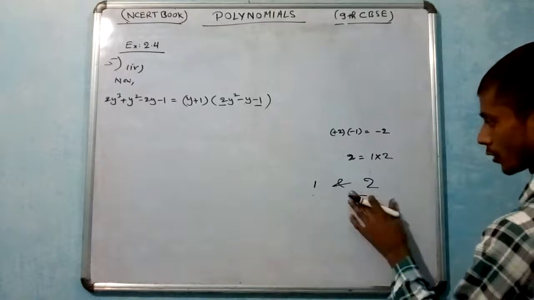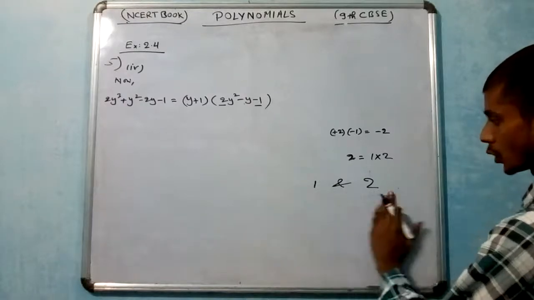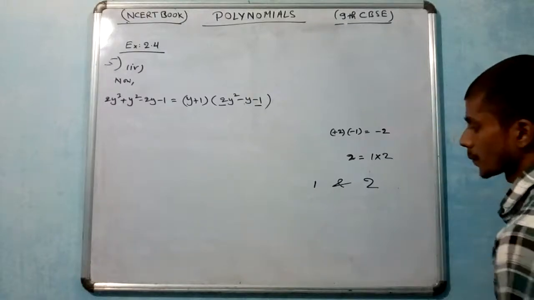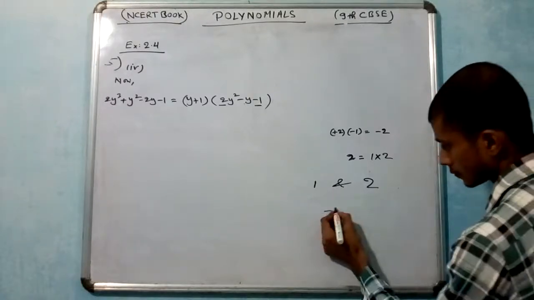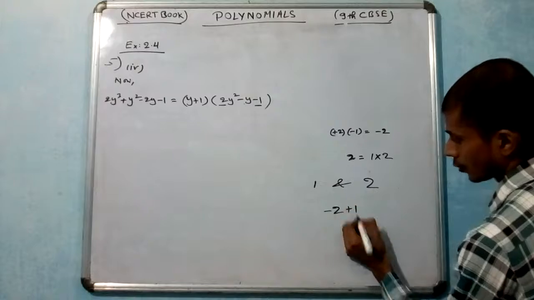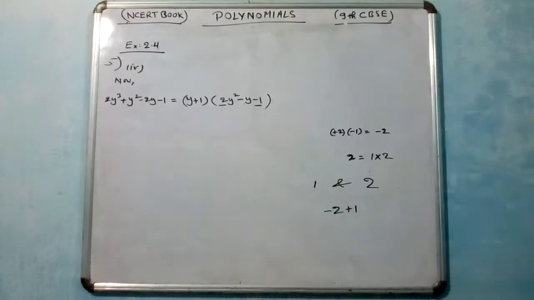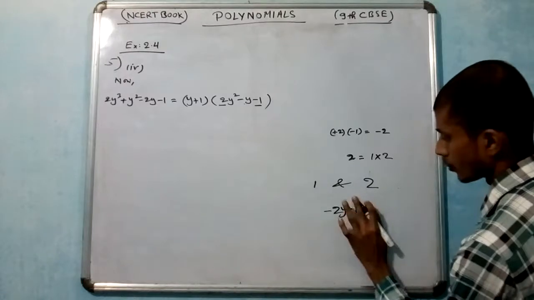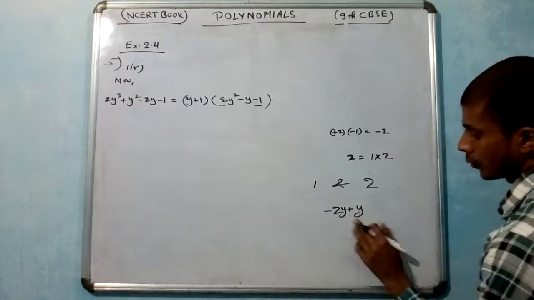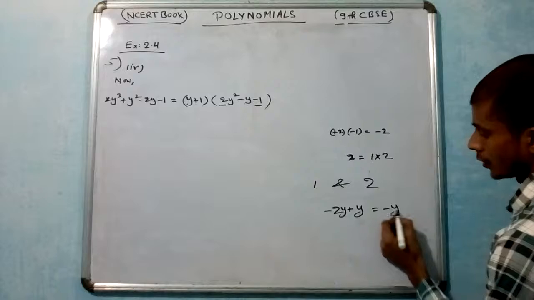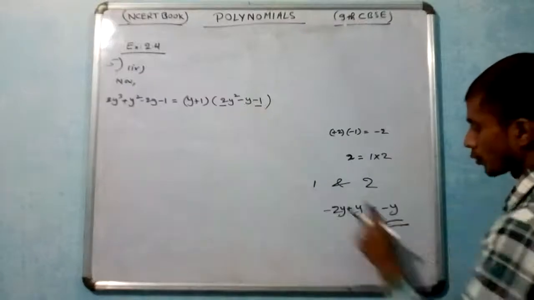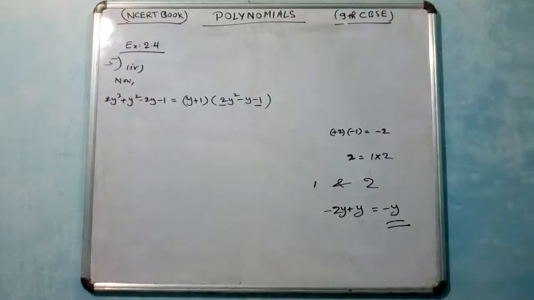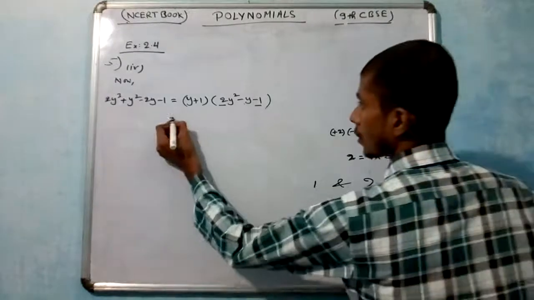So how can we get minus 1? How should we write this 1 and 2 so that we get minus 1? Minus 2 plus 1. So minus 2y plus 1y, 1y means y, how much will we get? Minus y. And that is the middle term we want, minus y.